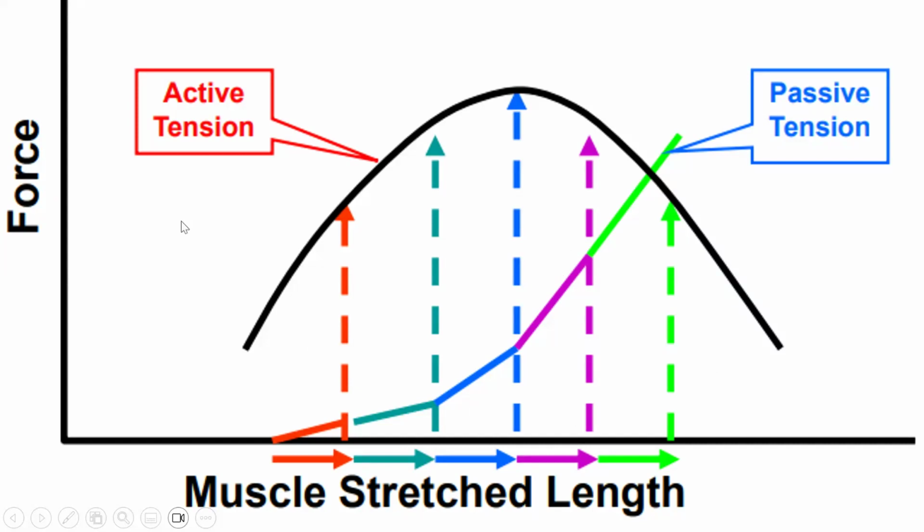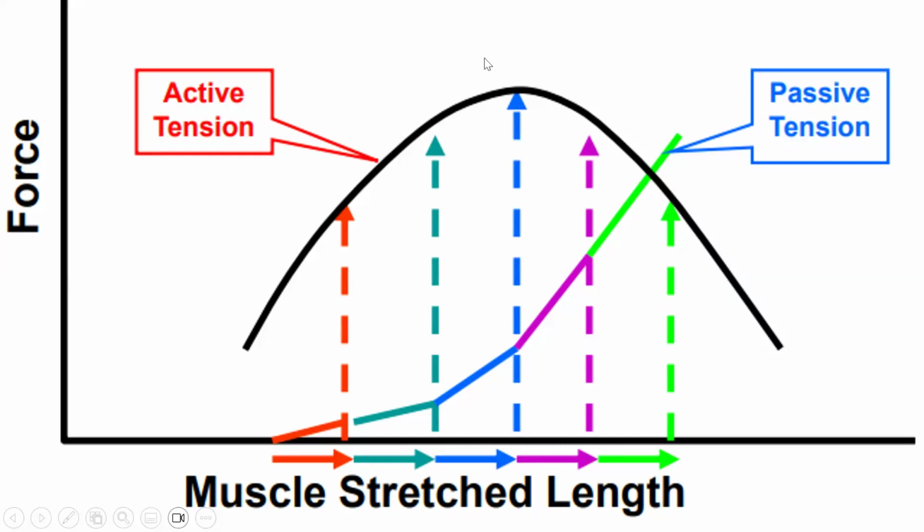Now, as we said in previous slides, active tension is the force or tension generated when the myosin and actin are cross-bridging one another. And active tension, as you can see from the graph, this black line is the active tension force. It's the maximum at which length? At the optimal length.